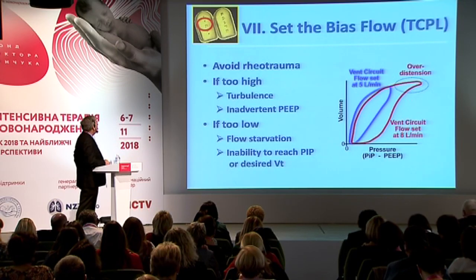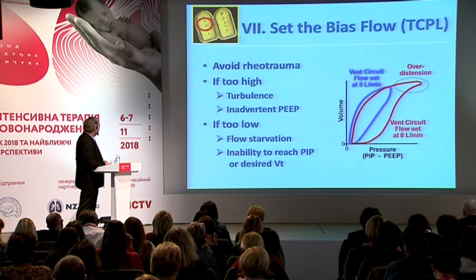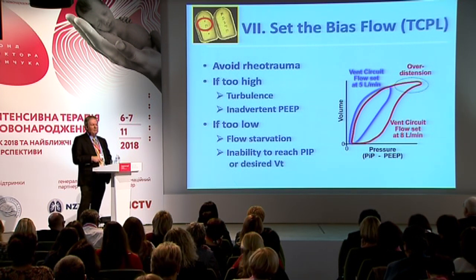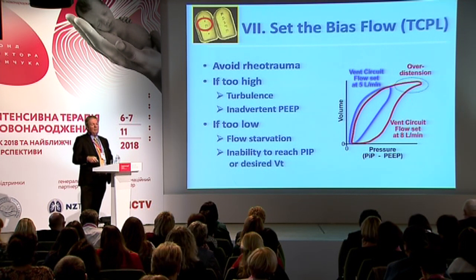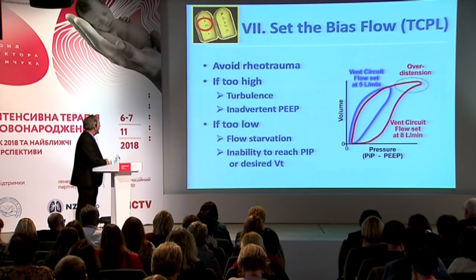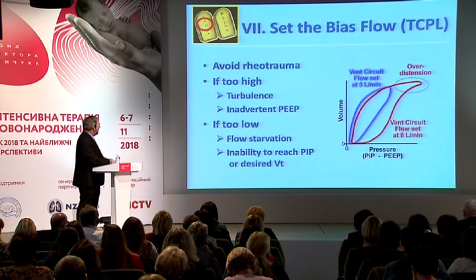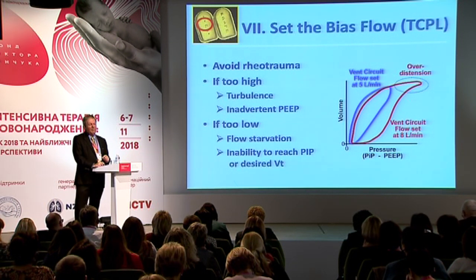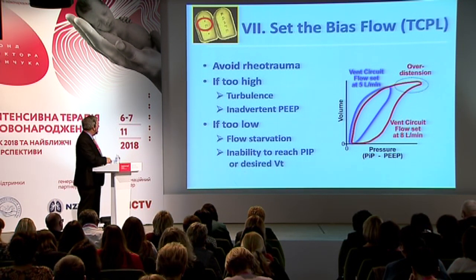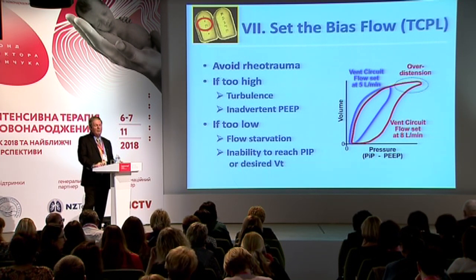On the other hand, if you set the flow too low, you may create a condition called flow starvation, where the baby is really suddenly starting to tug to try to get more volume. And you can recognize this because the baby is not reaching the peak inspiratory pressure that you have set, or you may not get the delivered tidal volume. In fact, if you're using an older machine that has the aneroid barometer, you'll actually see the needle being sucked into a negative direction because the baby is trying to compensate for inadequate flow.